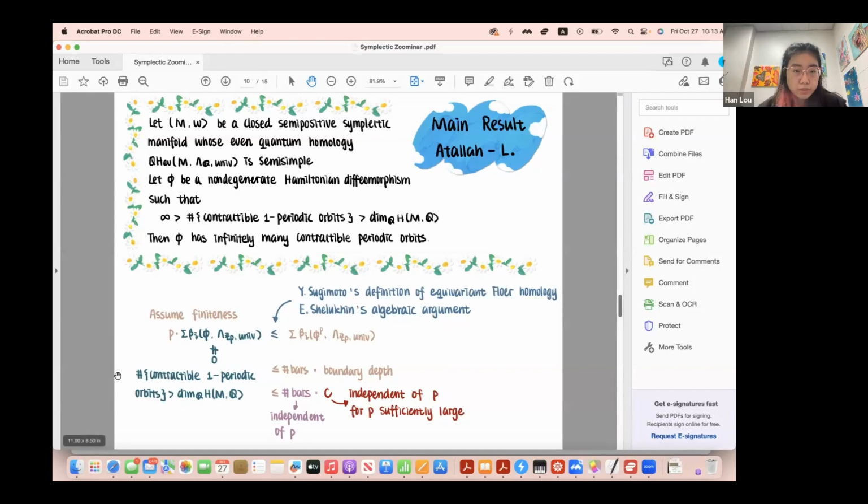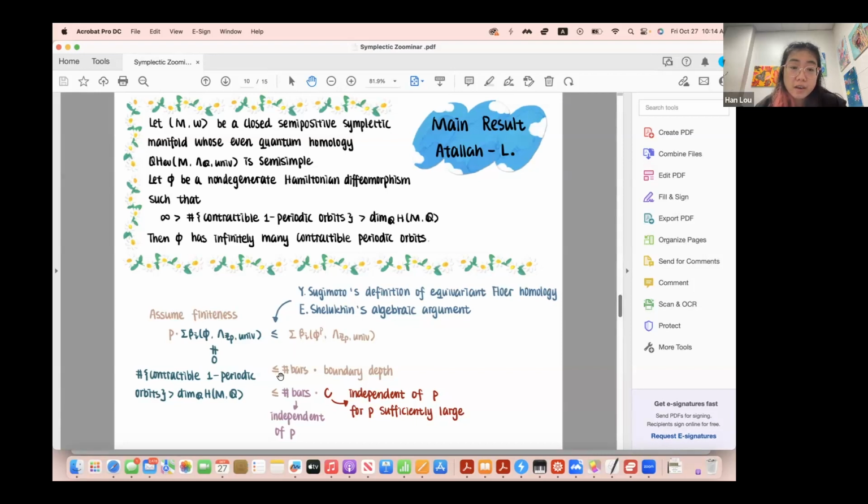So first we assume finiteness, then we can get this first inequality. We consider the Novikov field with the coefficient Z_p, and we consider the bar length of phi and the bar length of phi^p. Now p times the sum of the bar length of phi is less than or equal to the sum of the bar length of phi^p. To show this inequality, we use Sugimoto's definition of equivariant Floer homology for semi-positive symplectic manifolds and Shelukhin's algebraic argument.